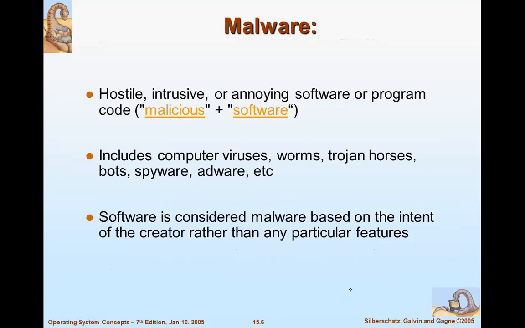We also have malware, which is hostile, intrusive, or annoying software or program code. Look at this: malicious plus software. It includes computer viruses, worms, Trojan horses, bots, spyware, and adware. There are many other types as well, but I have mentioned the most common malwares.